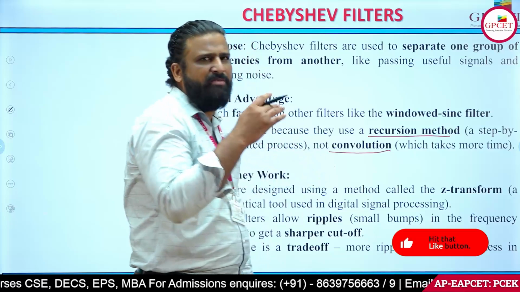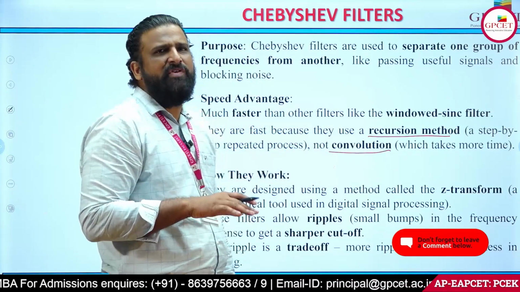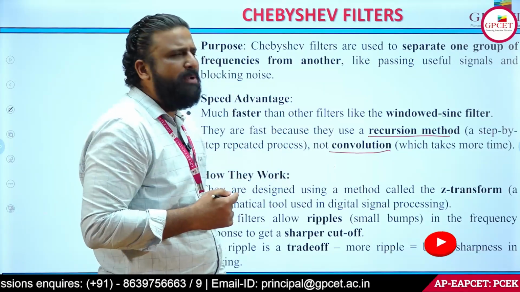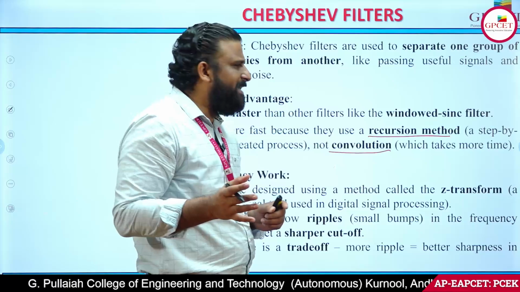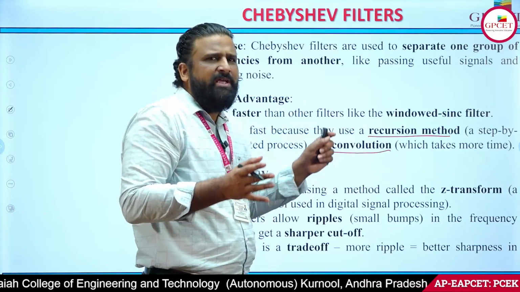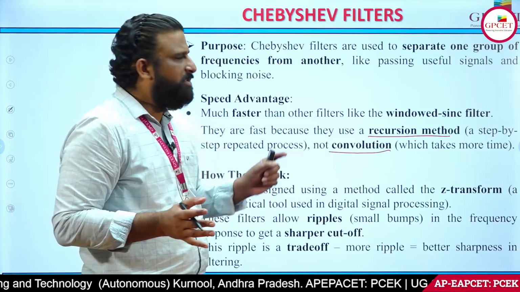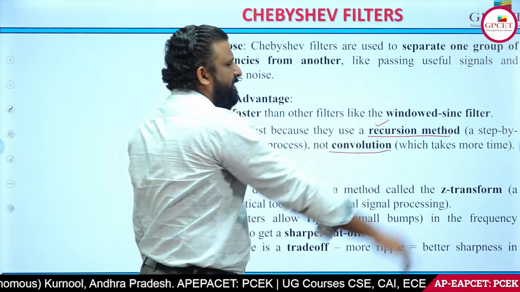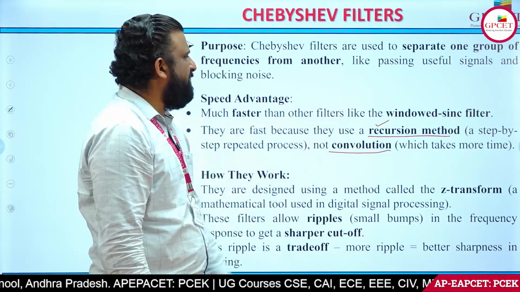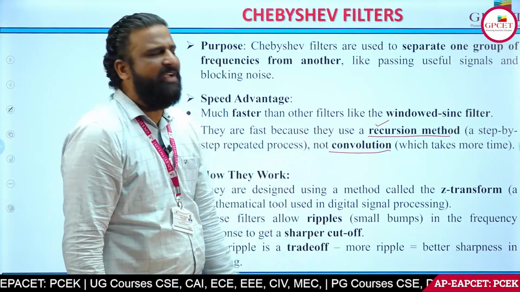Convolution, as we have studied in the previous lectures, what is meant by convolution, and we have seen the problems related to convolution, where we came across the lengthy process that happens in the convolution. To solve that, since convolution takes much more time, the Chebyshev filter uses the recursive method instead of convolution. Because of using this recursion method, it will be much faster than the other filters.